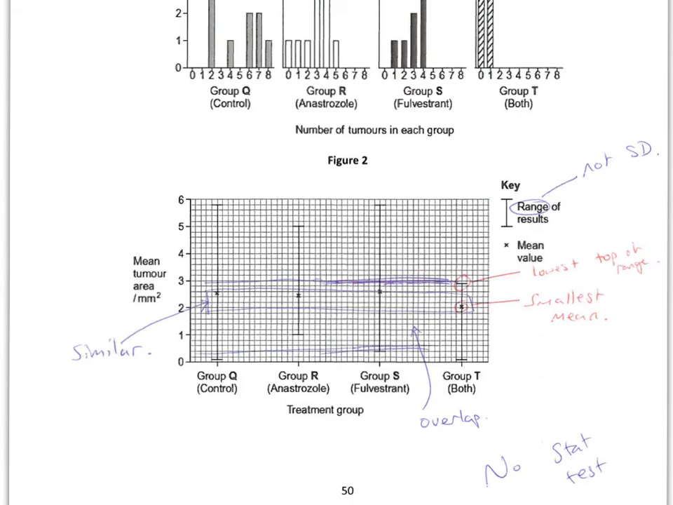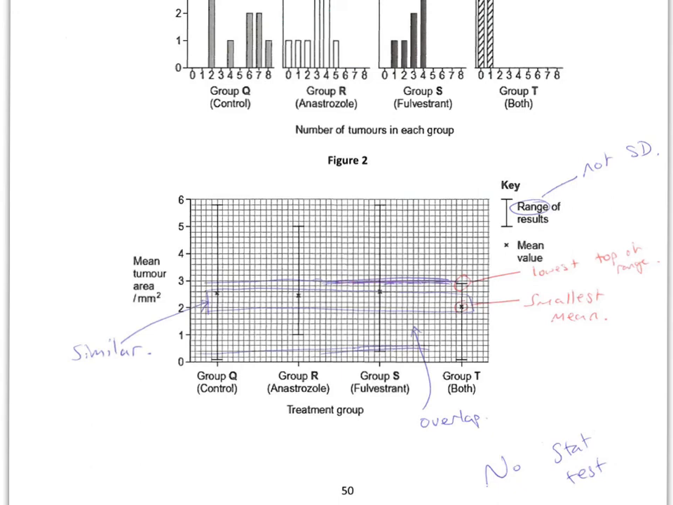So first of all, let's look at some agree points. So what have we got? We've got the red pen here for some agree points. So we're trying to agree, is using both the best treatment? Here we've got the lowest mean, so that's a plus point. The mean is lower than any of the other three, so the tumours are the smallest after treatment. We've also got the lowest top of the range, so they're generally smaller than the other three. So that's 2 plus points: smallest mean, lowest top of the range.